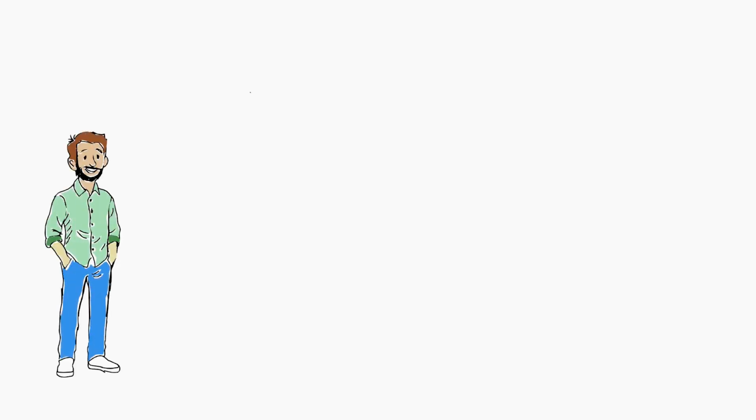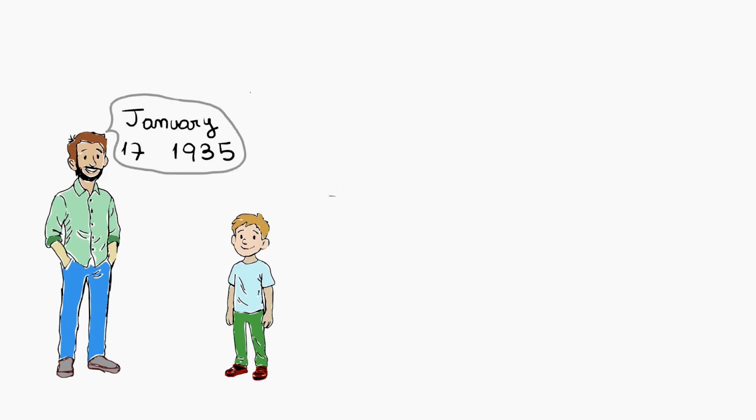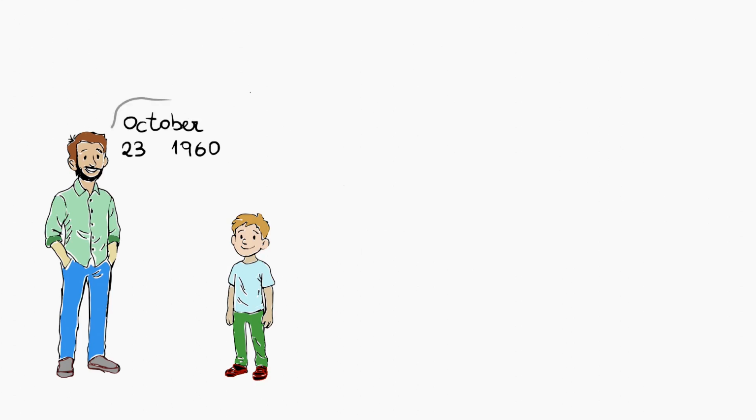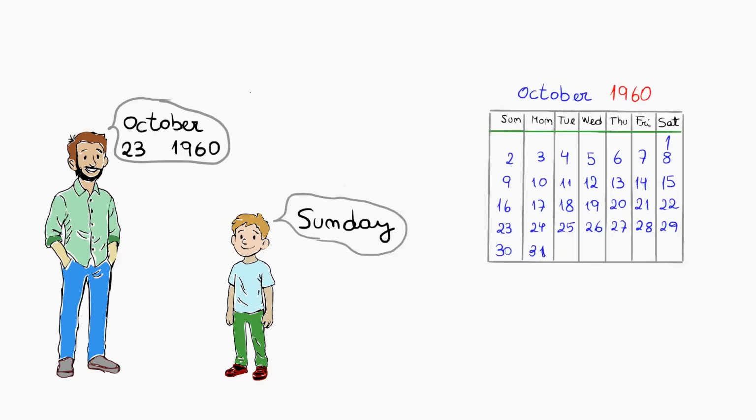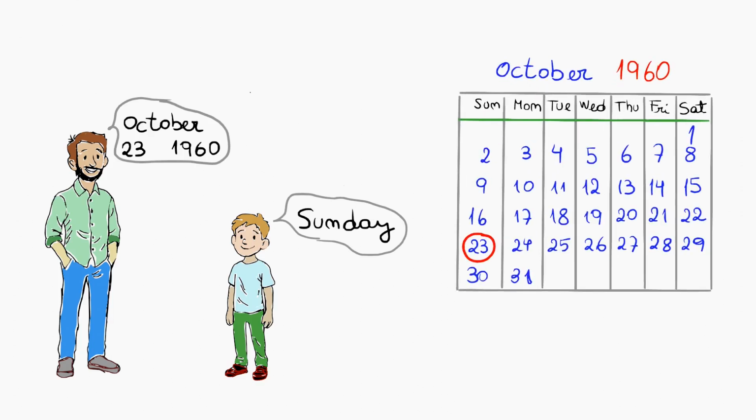Some time ago, I saw a video by a famous YouTuber in which his young son also appeared. To demonstrate the child's intelligence, his father mentioned random dates from the 20th century, and the child named the corresponding day of the week. January 17th, 1935. Thursday, the child said without hesitation. October 23rd, 1960. Sunday, the child said confidently. Along with this, the YouTuber showed a calendar with the date in question, proving that the child had answered correctly.